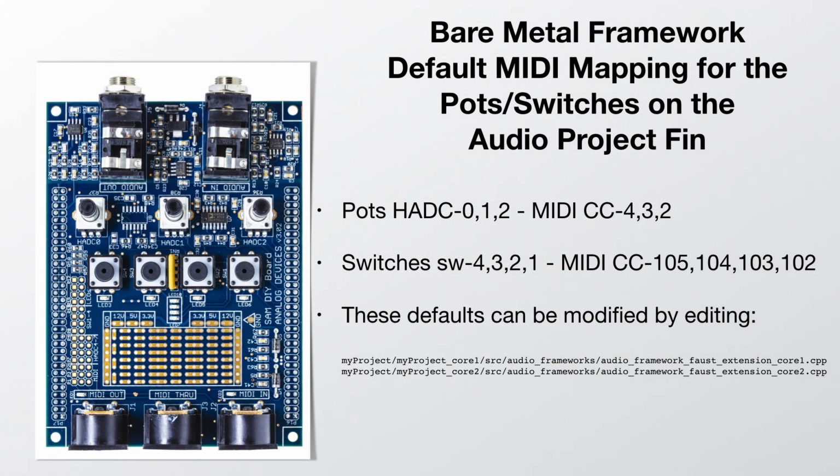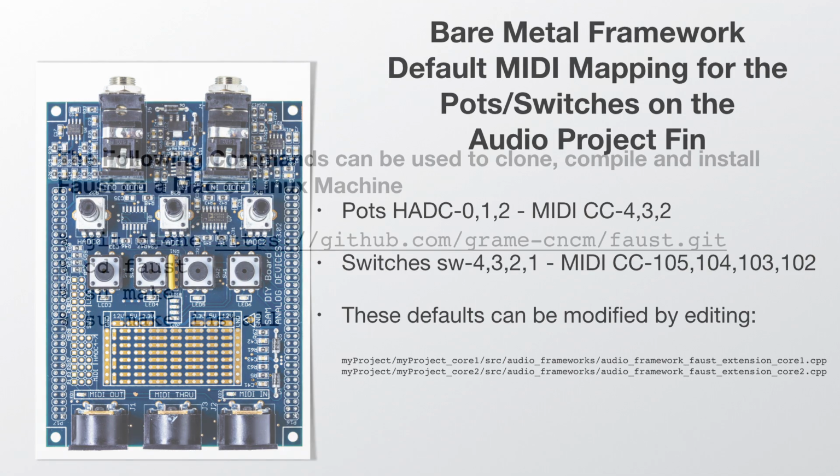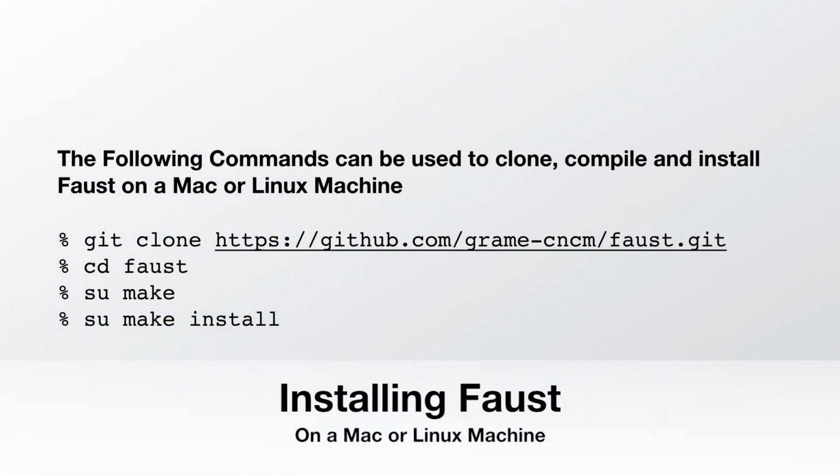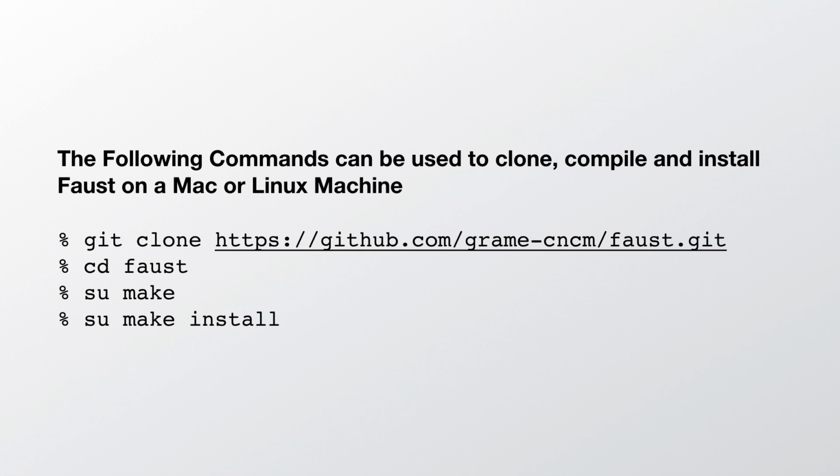In the bare metal framework, here are the default MIDI mappings for the pots and switches on the Audio Project FIN. These defaults can be modified by editing the Audio Framework Faust extension for both Core 1 and Core 2. The following commands can be used to clone, compile, and install Faust on either a Mac or a Linux machine.